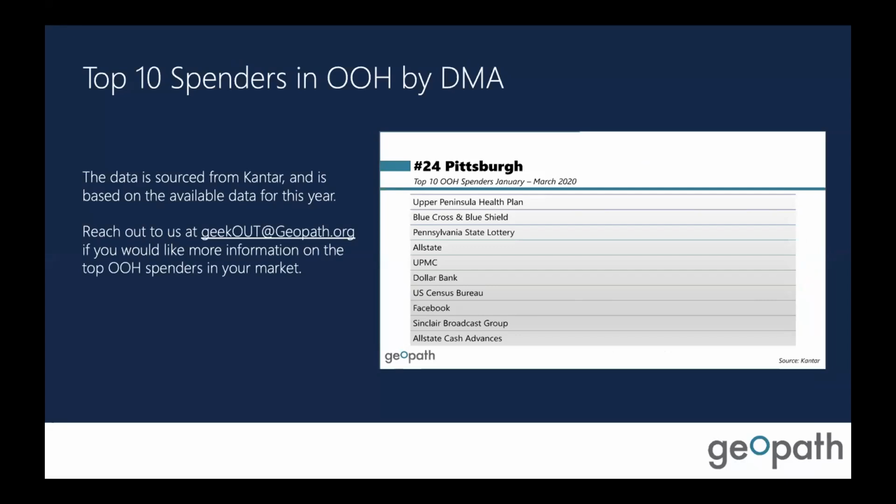If you need this data, reach out. You can go to the Geek Out library. It's sourced, as I said, from Kantar. And similarly, if you need a DMA that you're not seeing in there, please reach out to us at geekout@geopath.org. The email's right there, and we're happy to help pull that data for you. Again, this is available in the Geek Out library.